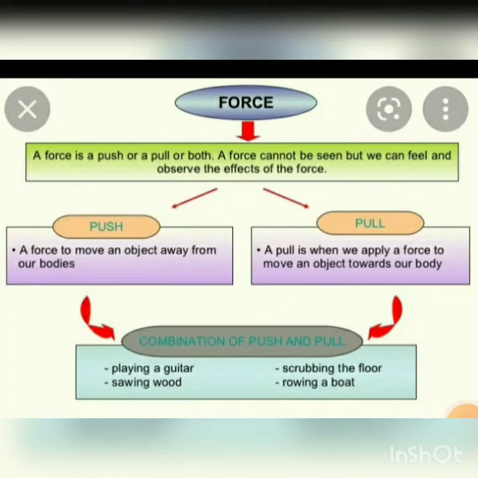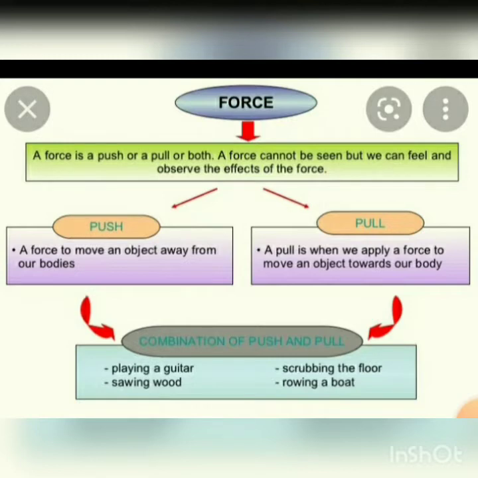So let's start with the summary part. Force. A force is a push or a pull or both. A force cannot be seen, but we can feel and observe the effects of the force. So it is push and pull. A push is a force to move an object away from our bodies. A pull is when we apply a force to move an object towards our body.